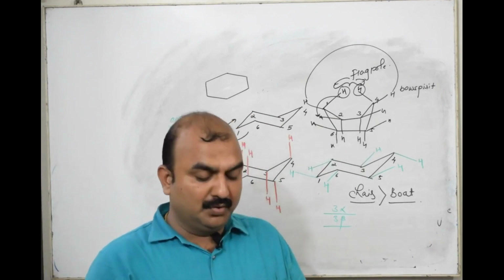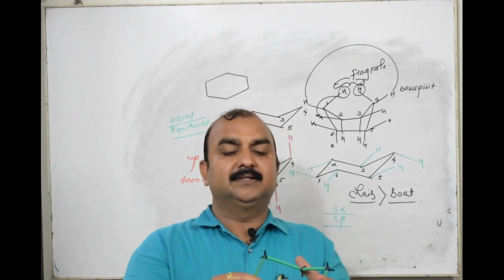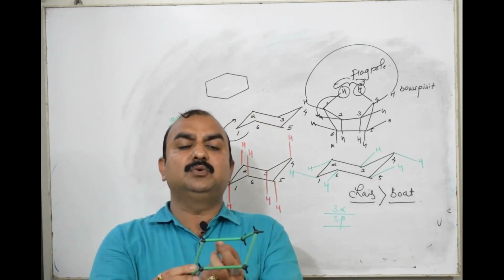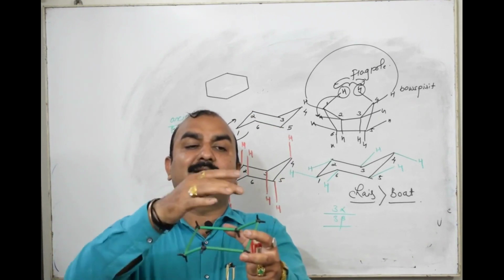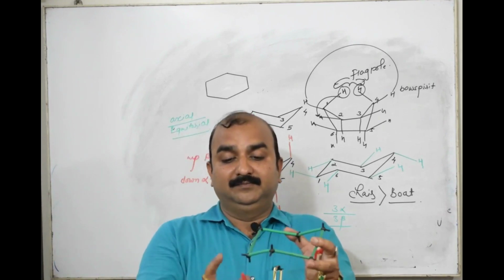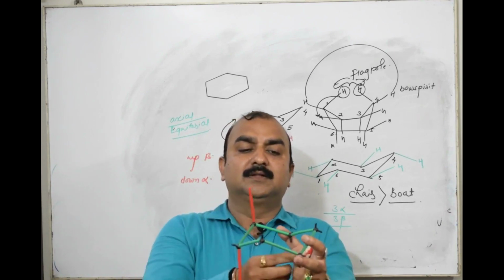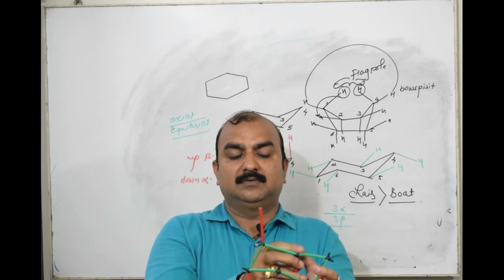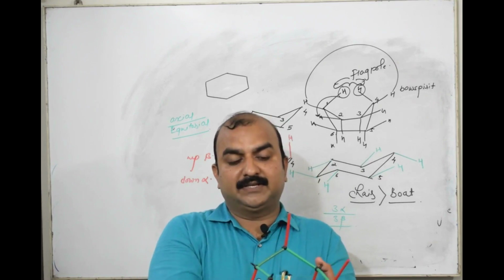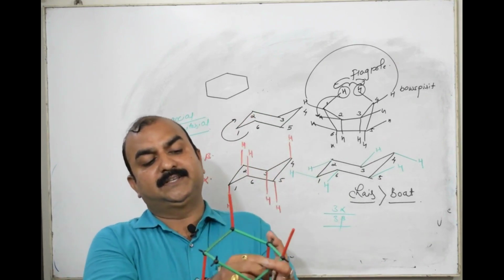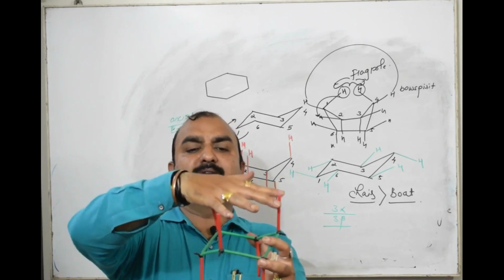Now we are going to have a look at the different types of hydrogen in the chair conformation. Please see, this is the chair conformation. Carbon number 2, 3, 5 and 6 are in the plane. Carbon number 1 is below the plane and carbon number 4 is above the plane. First is axial down, second is axial up, third is axial down, fourth is axial up, fifth is axial down, sixth is axial up. Done. 3 beta, 3 alpha.